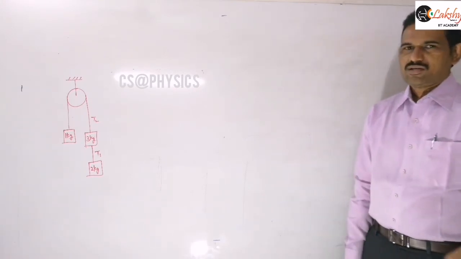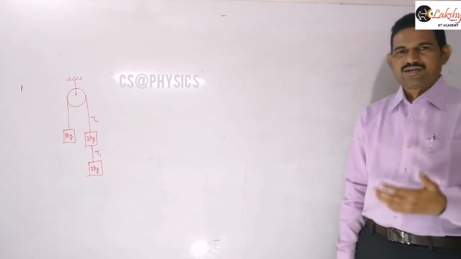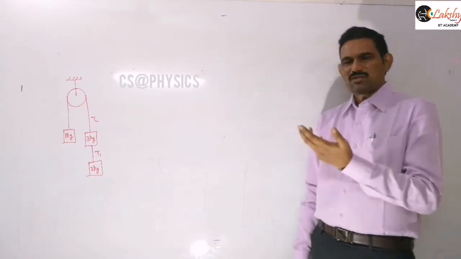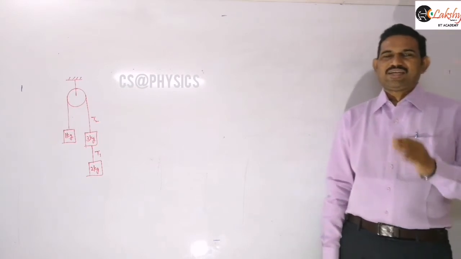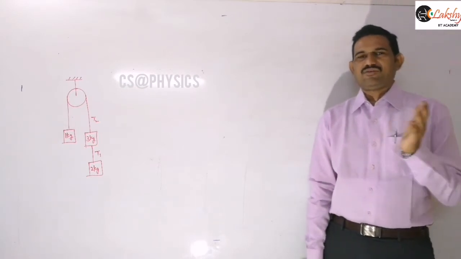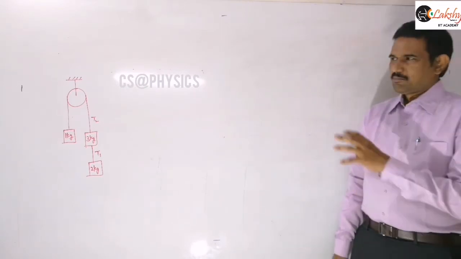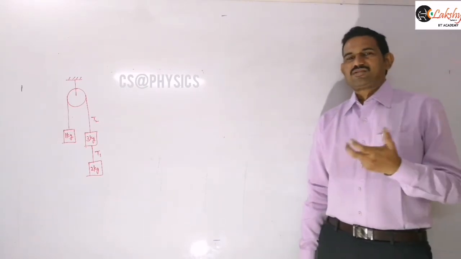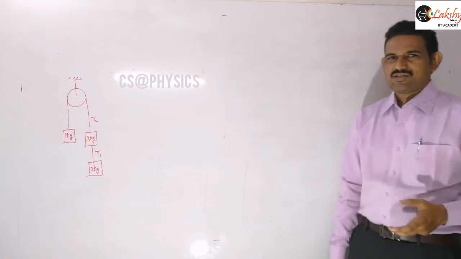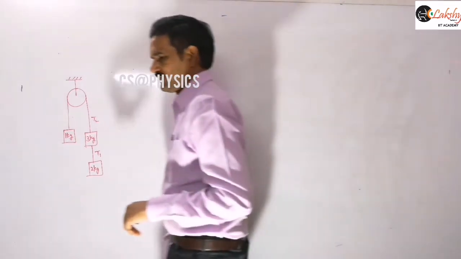Strings and pulleys are ideal. Generally they will say ideal, and even if they are not mentioning it, you need to take it as ideal only. If there is any deviation from ideal, they will mention it, like the string having some mass or the pulley having mass. Whenever mass of the pulley is given, you need to consider friction.